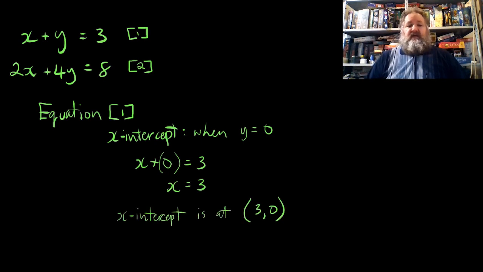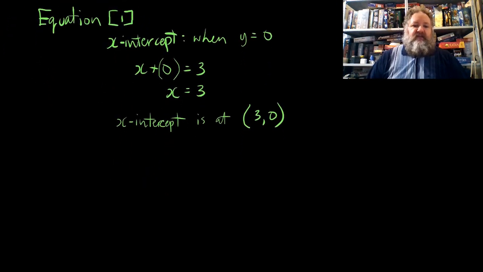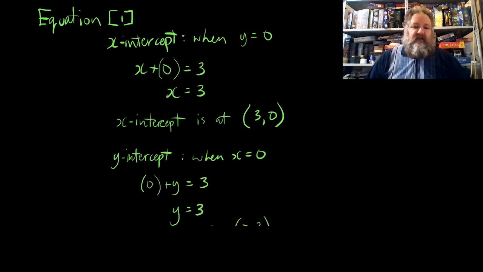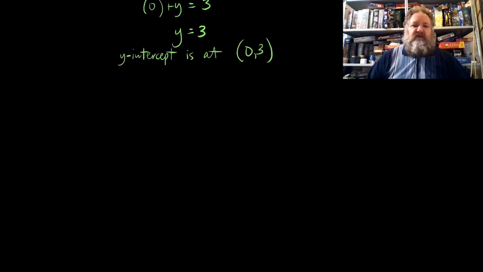x-intercept is 3, 0. We then do the same thing for the y-intercept when x is 0. Plug that in, get our answer, and we write down what the y-intercept is. Once we've done that for equation 1, guess what? We get to do that for equation number 2.